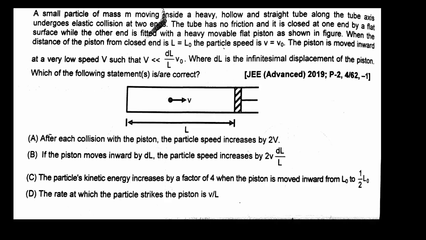When the distance of the piston from the closed end is L equals L naught, the particle speed is V equals V naught. The piston is moved inward at very low speed, capital V, such that capital V is much smaller than dl by L times V naught. dl is the infinitesimal displacement of the piston. Which of the following is correct?